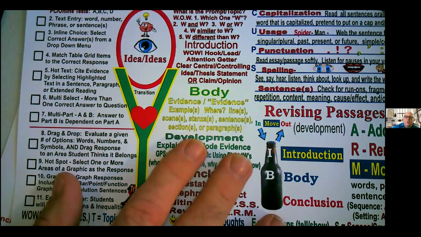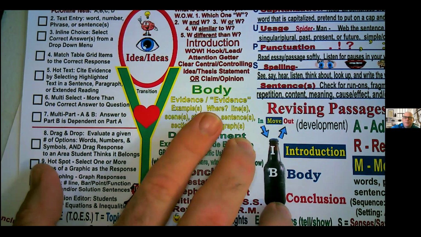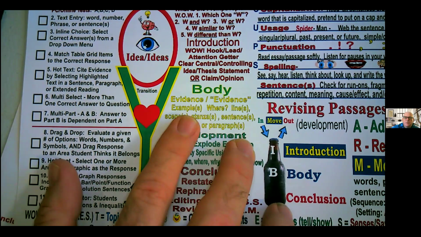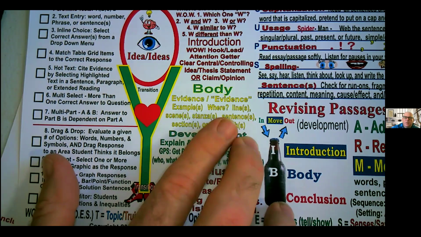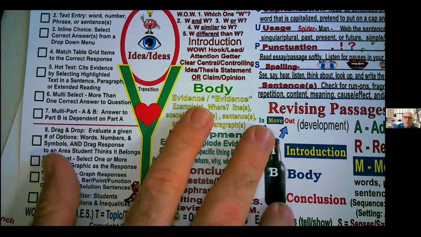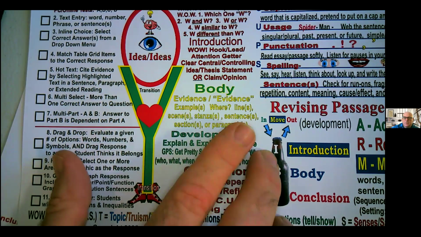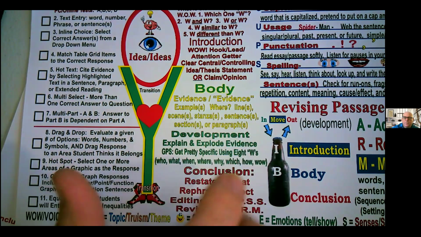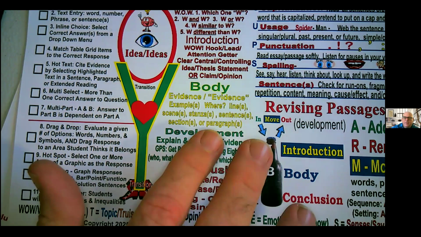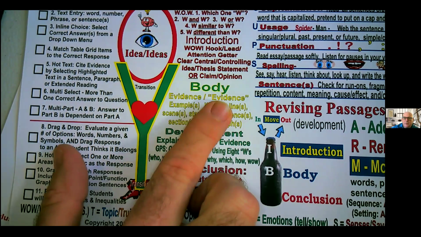And then when you get to the body, what are your evidence examples from the text? You can talk about where they're at. What lines can you find that evidence on? That's called the location. What scene or scenes? What stanza or stanzas? Which sentence or sentences? Which section or sections? And which paragraph or paragraphs? And so you've got to make sure you either have the evidence that you can paraphrase or summarize, or that you can cite it with quotations with exact words.